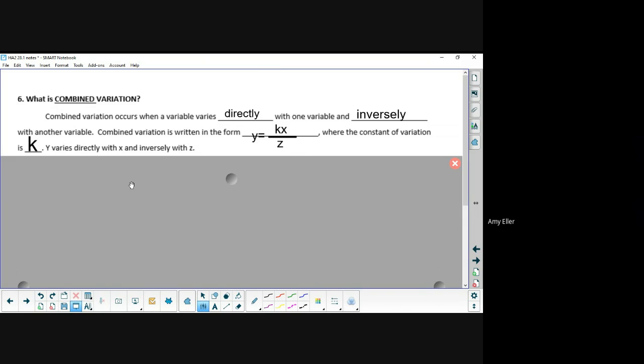Y varies directly with x. That's why it's on the top. If it varies directly with somebody, it goes on the top. If it varies inversely with something, that's what goes on the bottom.